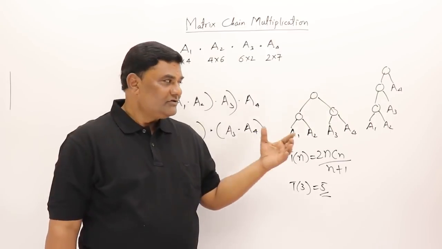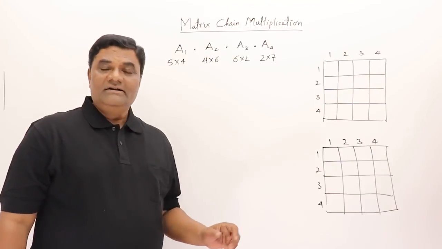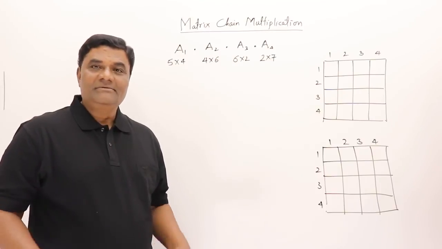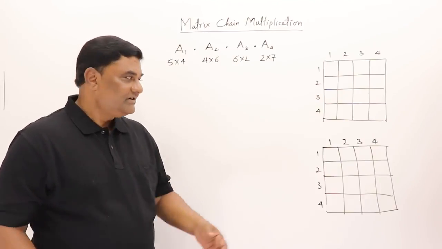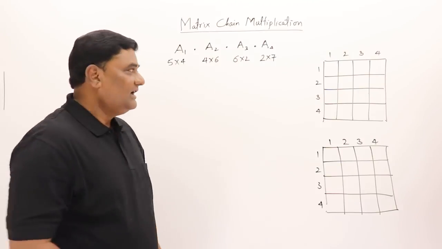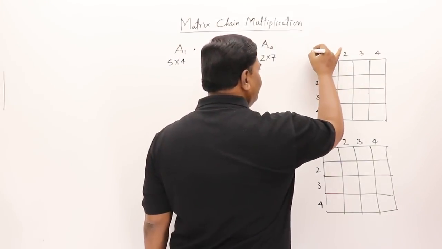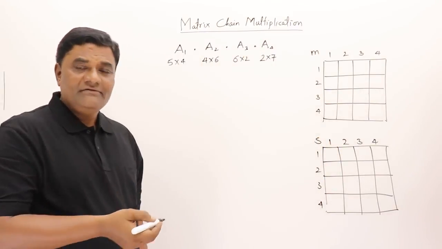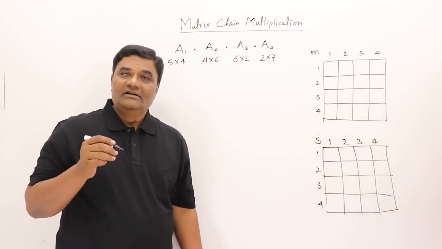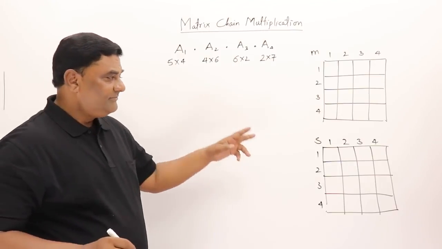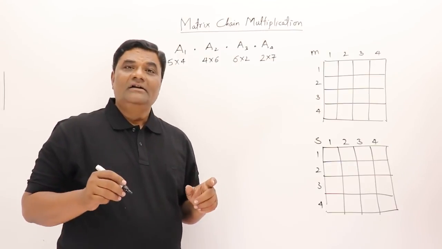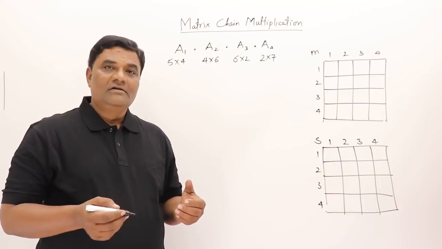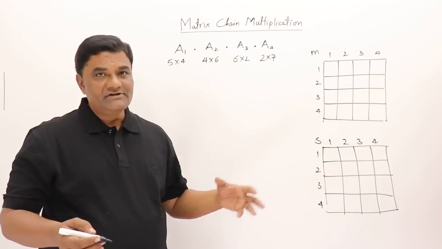Now we will see how to solve this problem. Let us solve this problem using dynamic programming. As dynamic programming uses the tabulation method, these are the tables I have. I will call this one M and this one S. Any name you can give, M is the name I have taken. Now we will fill up this table, and in the tabulation method we follow the bottom up approach. We should take the smaller values and fill the table first.